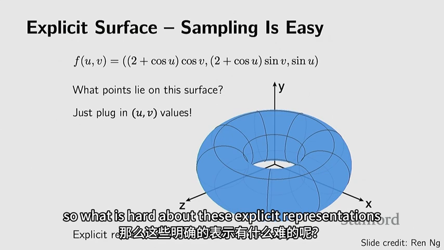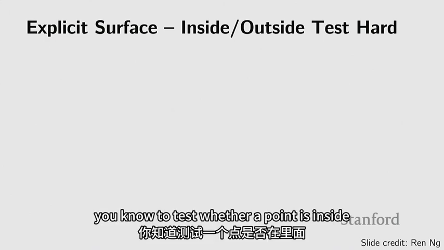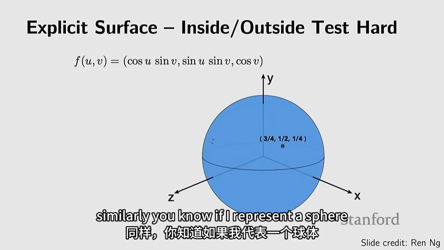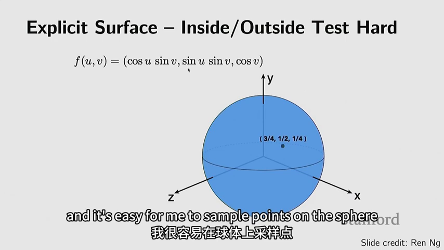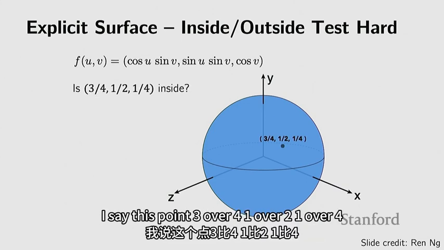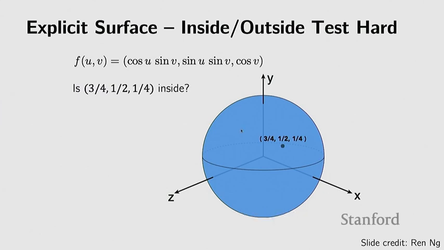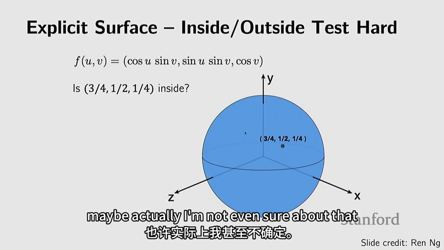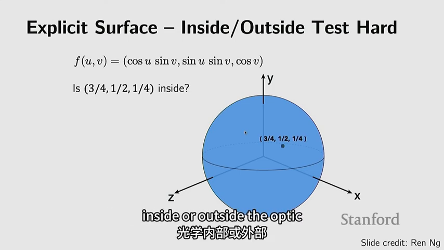So what is hard about these explicit representations? The hard thing is, it's very hard, in some sense, to test whether a point is inside or outside the object. Similarly, if I represent a sphere as this function, it's easy for me to sample points on the sphere, but it is hard when I have a query, right? I say this point, 3/4, 1/2, 1/4, is a point in the 3D space. Is it inside the object or outside the object? It is actually kind of hard to test whether a certain point is inside or outside the object.